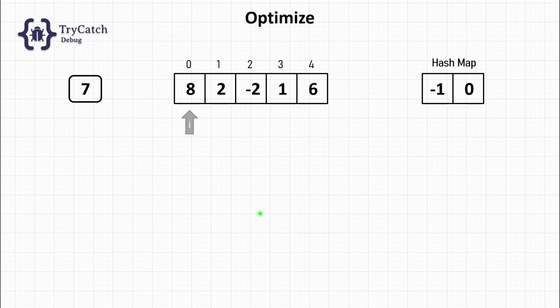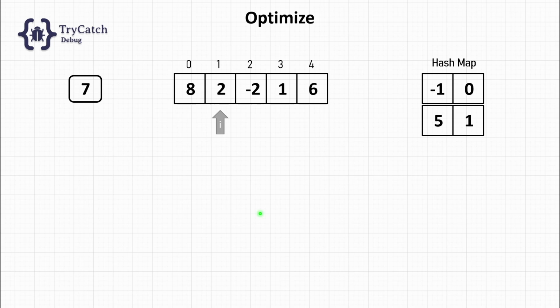We will increment index i to the next element, 2. In our hash map, there is no key 2. So till now we don't have a pair for 2. 2 requires 5 to add up to 7. So similarly, we will save for element 5, the pair would be index 1.